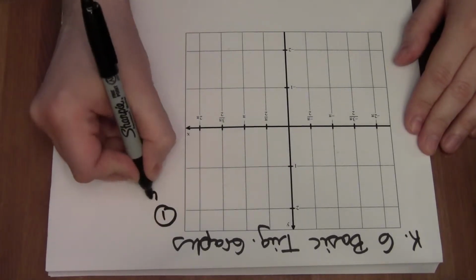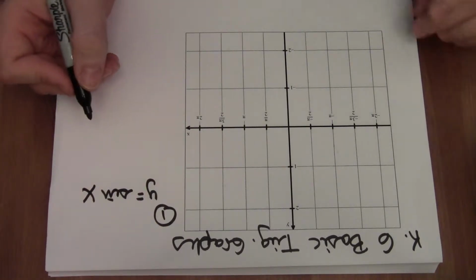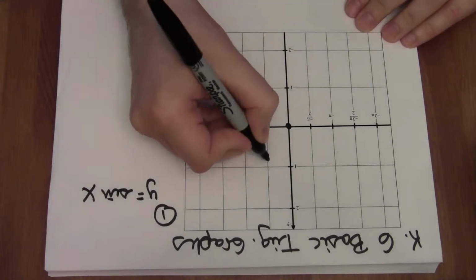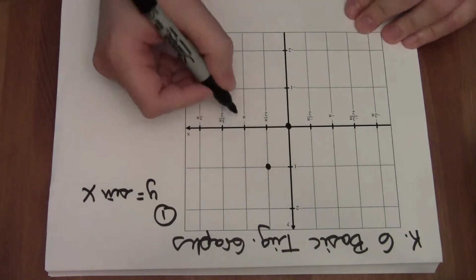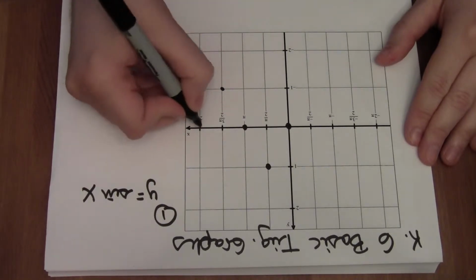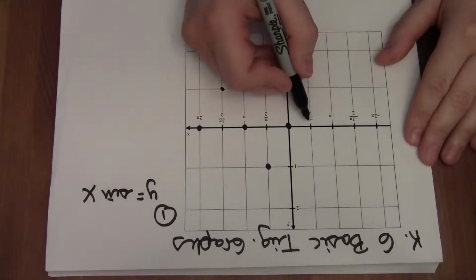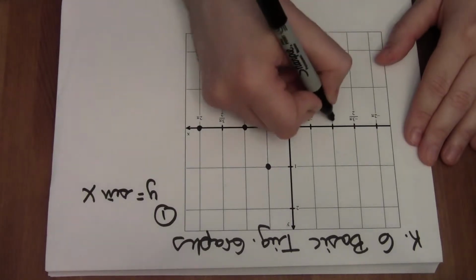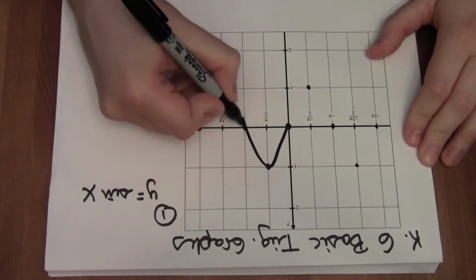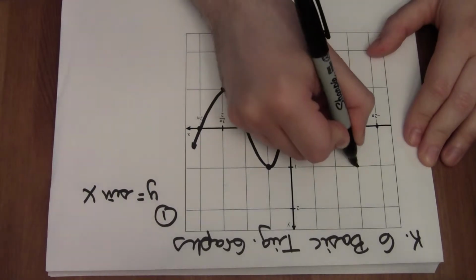The first one I want to look at is y equals the sine of x. Well, we're just going to plot some points. The sine of 0 is 0. The sine of pi over 2 is 1. The sine of pi is 0. Sine of 3 pi over 2 is negative 1. Sine of 2 pi is 0. We can go backwards as well. The sine of negative pi over 2 is negative 1. 0, 1, 0. Connecting the dots, we get our sine curve.